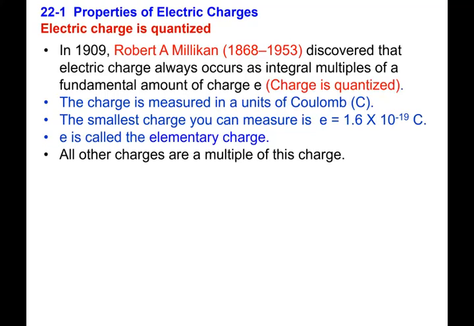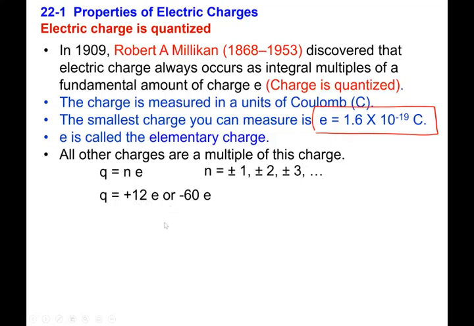So the charge is quantized. The unit of charge is coulomb, and the smallest charge is approximately 1.6 times 10 to the minus 19 coulomb, and hence E is called the elementary charge. It's a constant. Okay, and so if somebody writes a charge, it has to be a multiple of E, as we mentioned, so it can be plus 12E, minus 60E. This is possible, but if somebody tells you it's 3.5E or minus 5.1E, you ask him, please correct yourself. The charge can only be quantized. Okay, this is not possible.